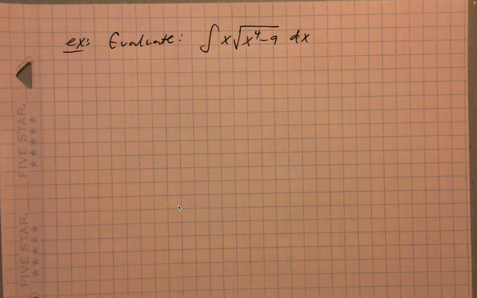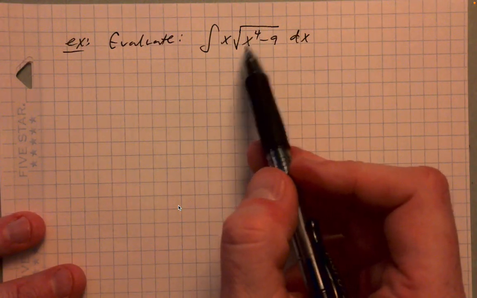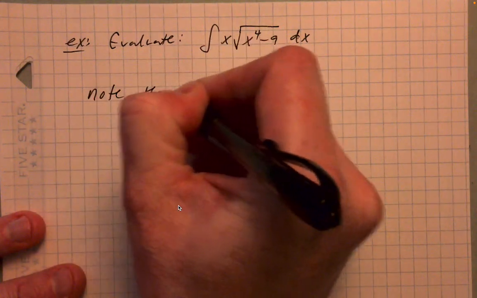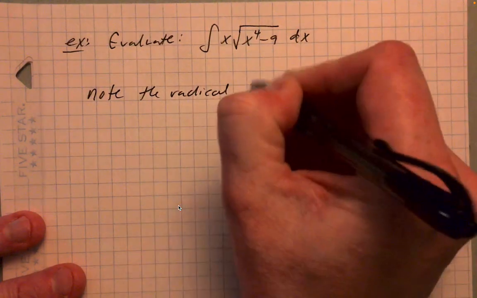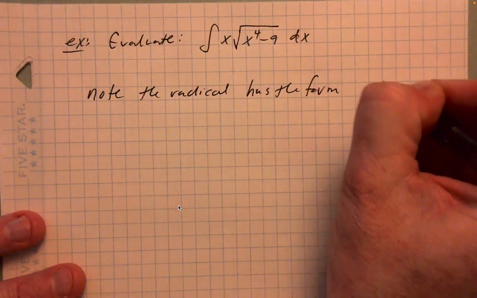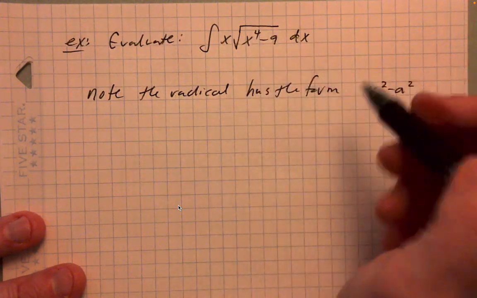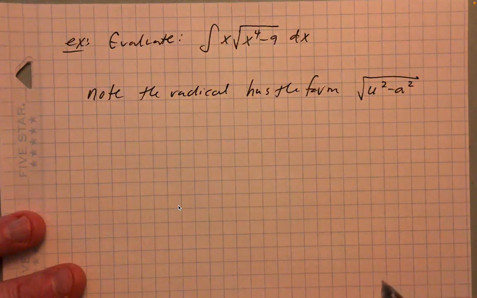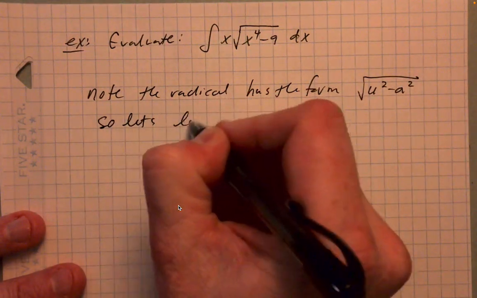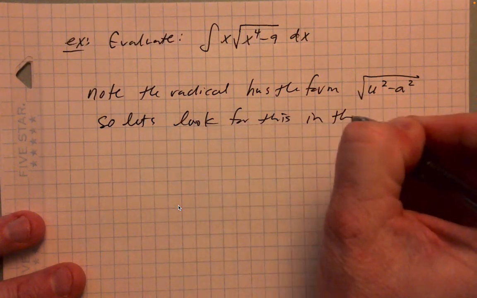Okay. Now notice here that the radical obviously has the form of u squared minus a squared. So note the radical has the form u squared minus a squared, so basically x squared squared minus 3 squared. Okay, so let's look for this in the tables.